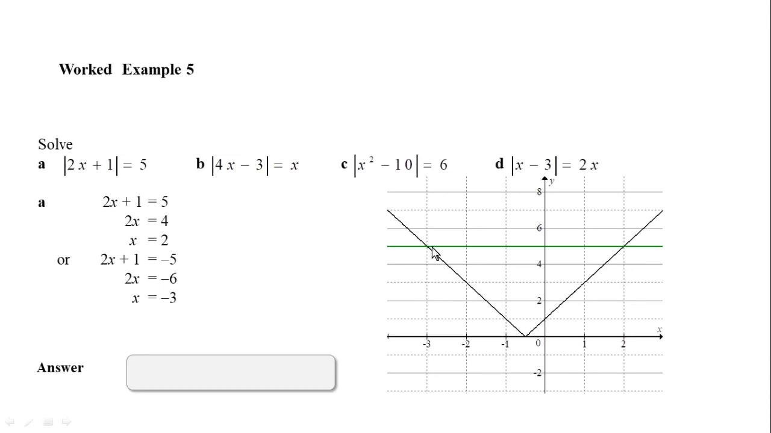They intersect at 2 points. At one point, you will see that the x value is negative 3, and at the other point, you will see the intersection is positive 2. Thus, this gives you an idea that the solutions of the equation absolute value of 2x plus 1 equals 5 are positive 2 and negative 3. Now let's move on to letter B.